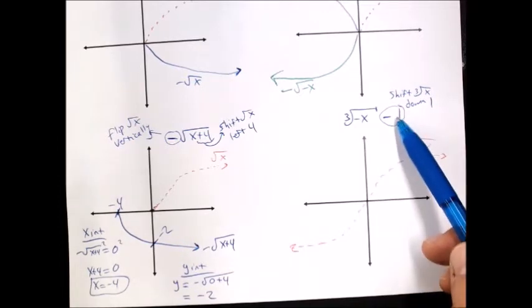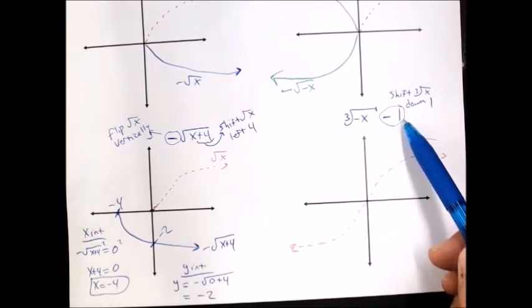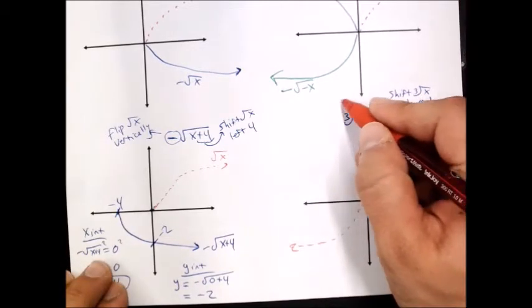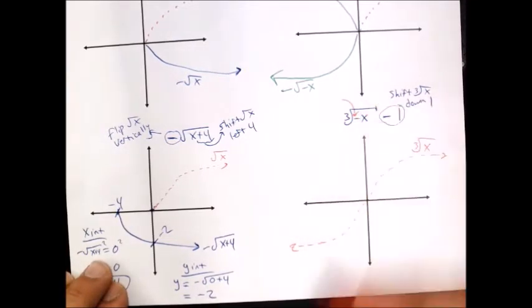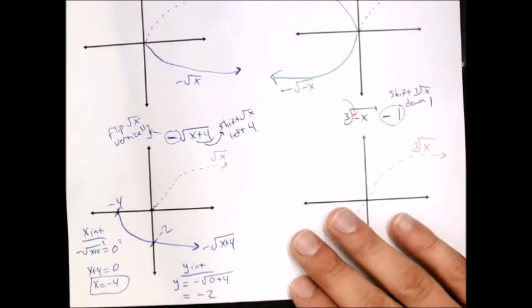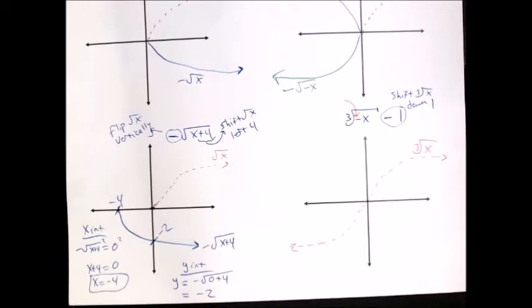Okay, so the minus 1 shifts it down. That's from the previous page, from last time. What's the minus 1 do? That's inside the cube root. That's from this page, right? So what do you do if there's a minus 1 that's multiplying the x inside of the function? Okay?